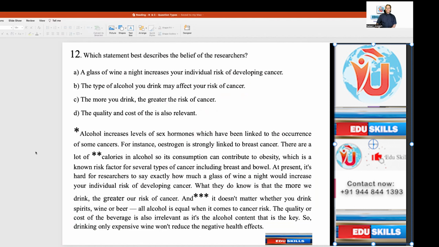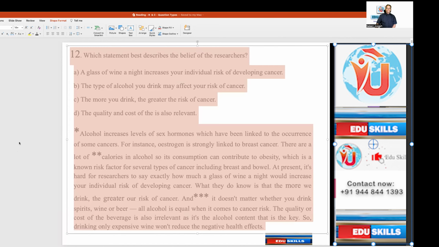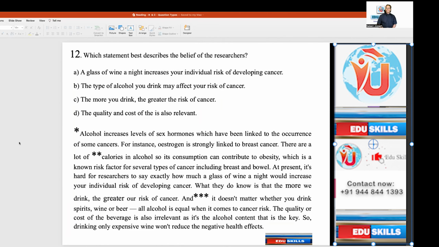Cancer-causing agent that can negatively affect the health of our cells. The ethanol itself may also damage our tissues. 12. Which statement best describes the belief of the researchers? A. A glass of wine a night increases your individual risk of developing cancer. B. The type of alcohol you drink may affect your risk of cancer. C. The more you drink, the greater the risk of cancer. D. The quality and cost of the is also relevant.